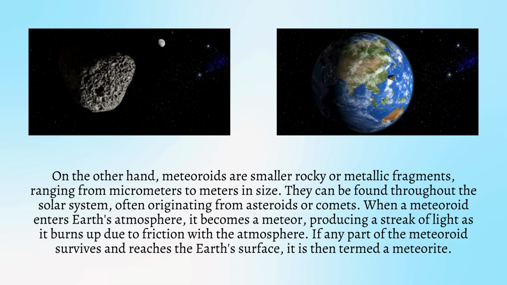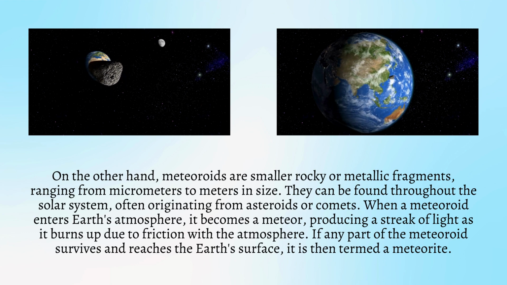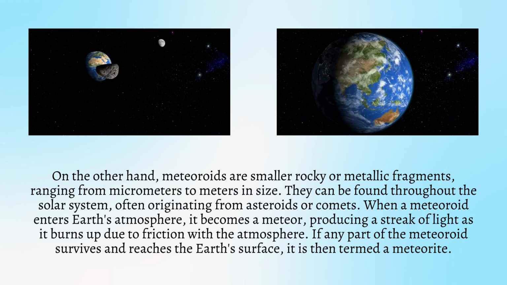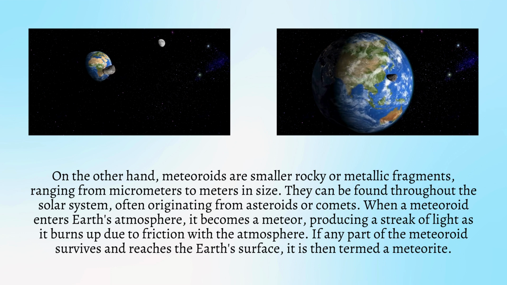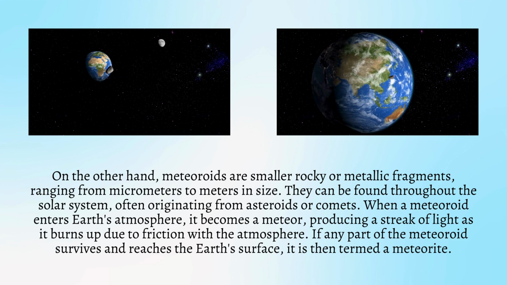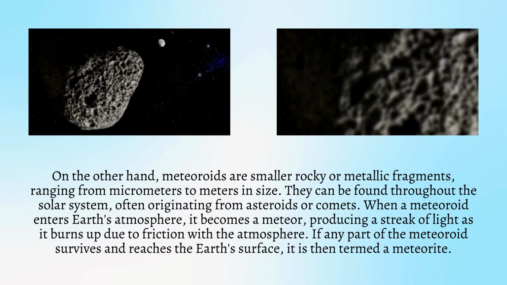When a meteoroid enters Earth's atmosphere, it becomes a meteor, producing a streak of light as it burns up due to friction with the atmosphere. If any part of the meteoroid survives and reaches the Earth's surface, it is then termed a meteorite.